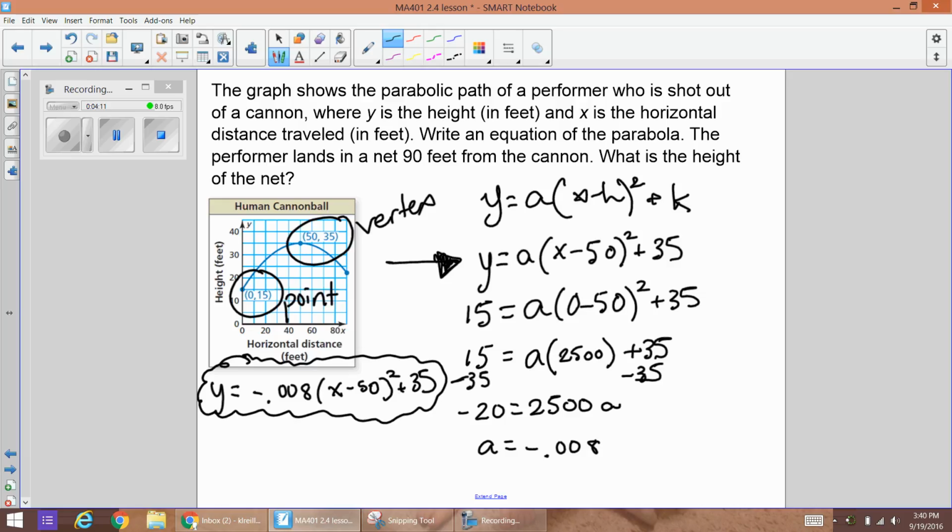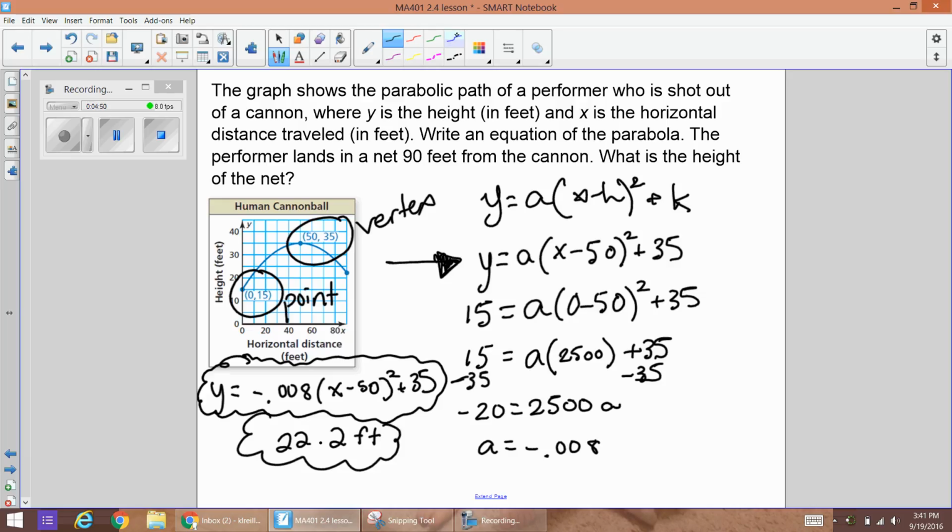The other question was, what is the height of the net when the performer lands 50 feet from the cannon? No, sorry, 90 feet. So what you do is you plug a 90 in for x. So in your calculator is how I would do this. Just plug it all in. So 90 minus 50, quantity squared. I'm plugging it into my calculator. I pressed the enter key, and I got 22.2. So what is 22.2? That is the feet, and that is the height of the net.